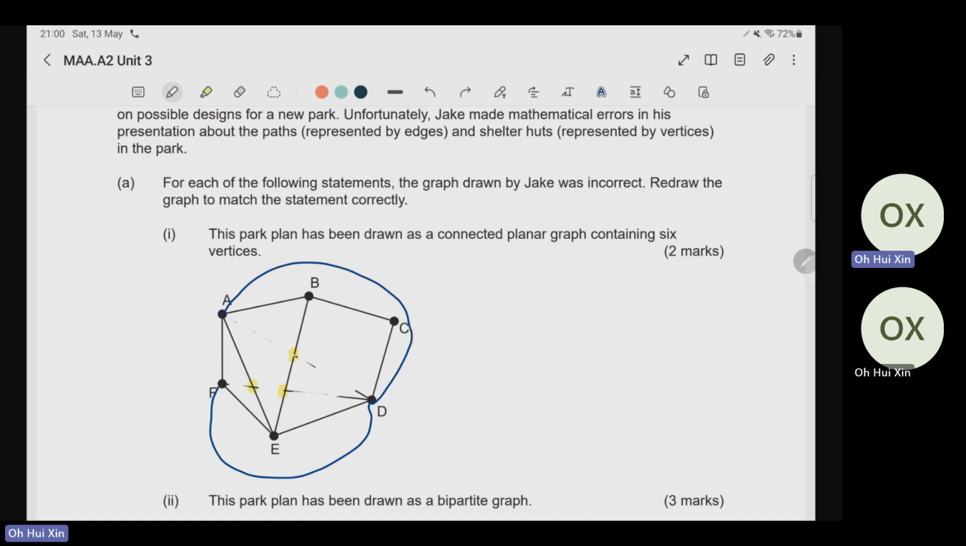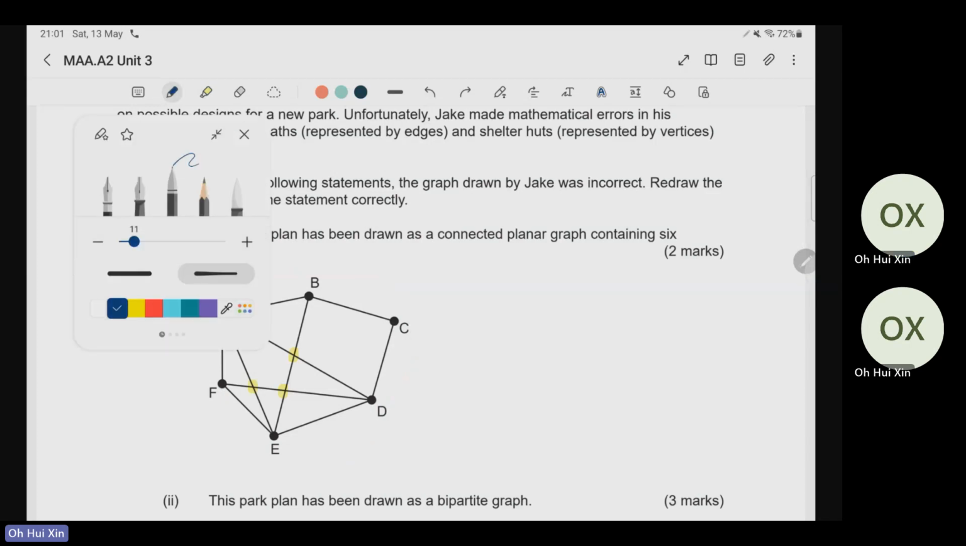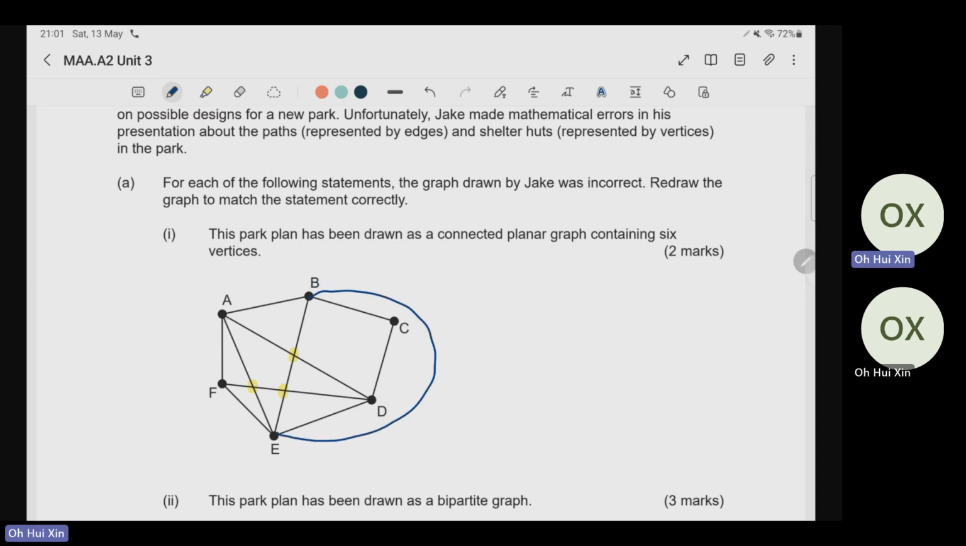So that's one way. The second way is that, instead of changing AD and also FD outside, you can also bring BE and also AE outside. Same thing: if you bring AE outside, then you bring your BE outside, the edges wouldn't cross over each other anymore. So either one works, but you need to redraw your graph at the side. Please check it out yourself.